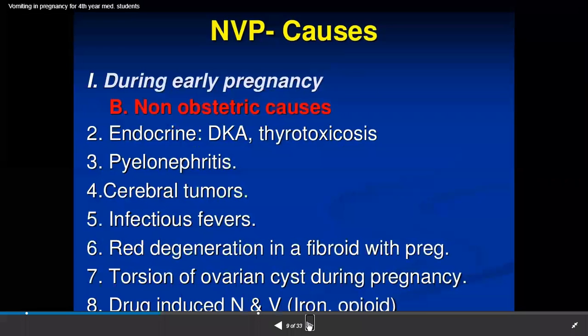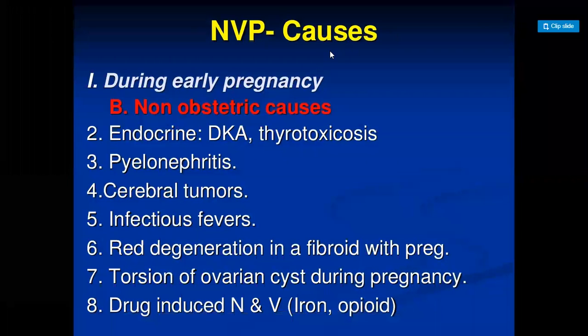Okay, the other non-obstetric causes include endocrine problems. Sometimes ketoacidosis is there, or thyrotoxicosis. In thyrotoxicosis, you know that the eyes of the patient look protruding. How can you clinically differentiate thyrotoxicosis? In a normal pregnant lady, the eyes are at the normal level, while in thyrotoxicosis, the female is pregnant but additionally the eyeballs are protruding. So we can think about thyrotoxicosis.